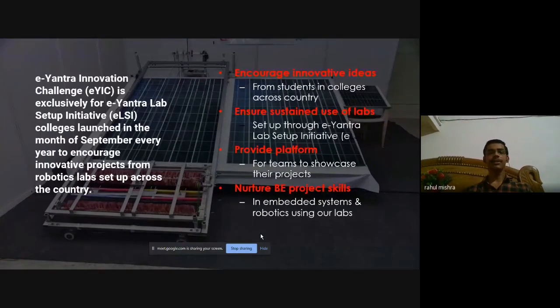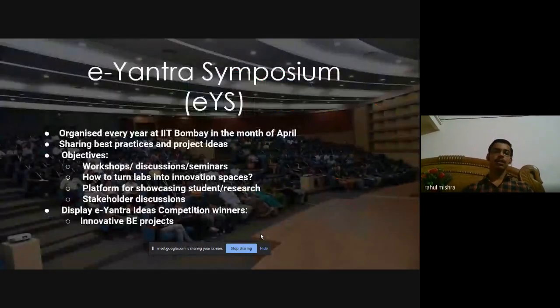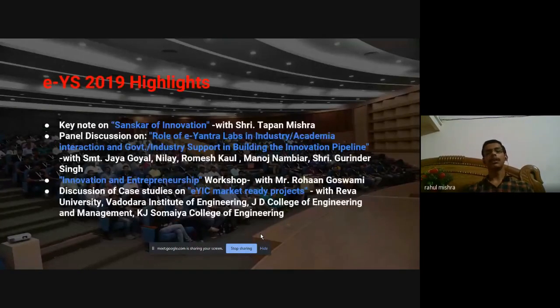So that's what I have covered about Yantra Innovation: you have to use the labs, come up with something creative, and compete with the other colleges who have ELSI labs. At the year end, they also discuss how the labs are performing and what changes can be made to make them more efficient and worthy. That's all discussed in the Yantra Symposium, and that's the 2019 highlights. I'm not going to cover it in detail, because my college is unfortunately not in the ELSI labs.